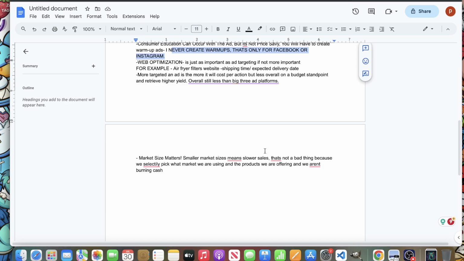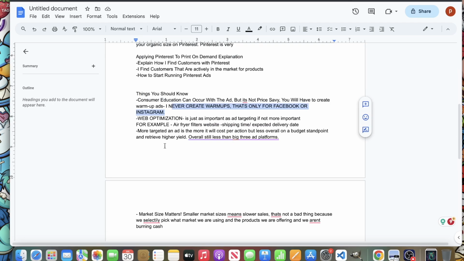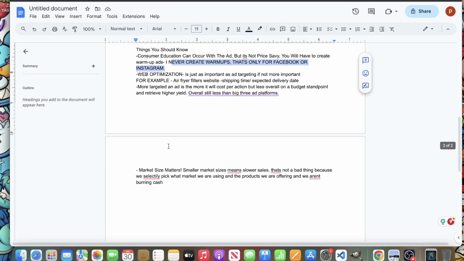Because you could really take this stuff and expand to more than just print on demand, but that's a whole different conversation for a different time. It's really not that much different, but like I said, consumer education does play a part in that. But regardless, the last thing I want you to know before running ads on Pinterest is that market size matters. It's important to understand the differences in market size and how they will impact your brand and your business. Let me explain.